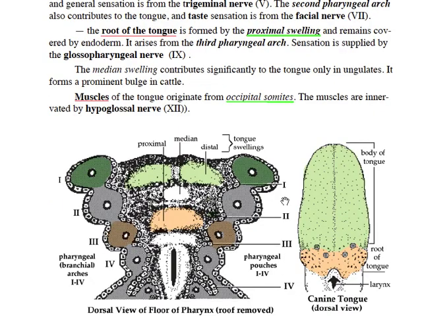This cartoon shows the apex and body of the tongue in green because the bilateral distal swellings form it. They receive contributions from the first pharyngeal arch. Meanwhile, the root of the tongue forms from the proximal swelling on the floor of the pharynx, and it has contributions from the third pharyngeal arch.